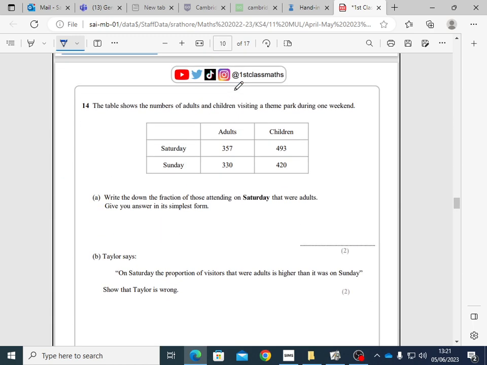Okay. Question 14. The table shows the numbers of adults and children visiting a theme park during one weekend. So there he goes, adult, children, one weekend they're visiting. Write down the fraction of these attending on Saturday that were adults. Give your answer in its simplest form.